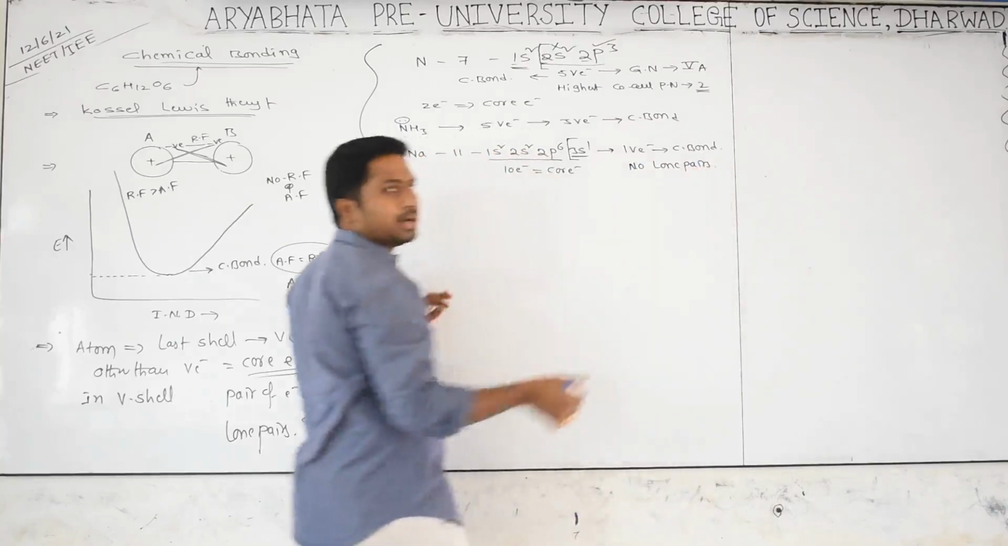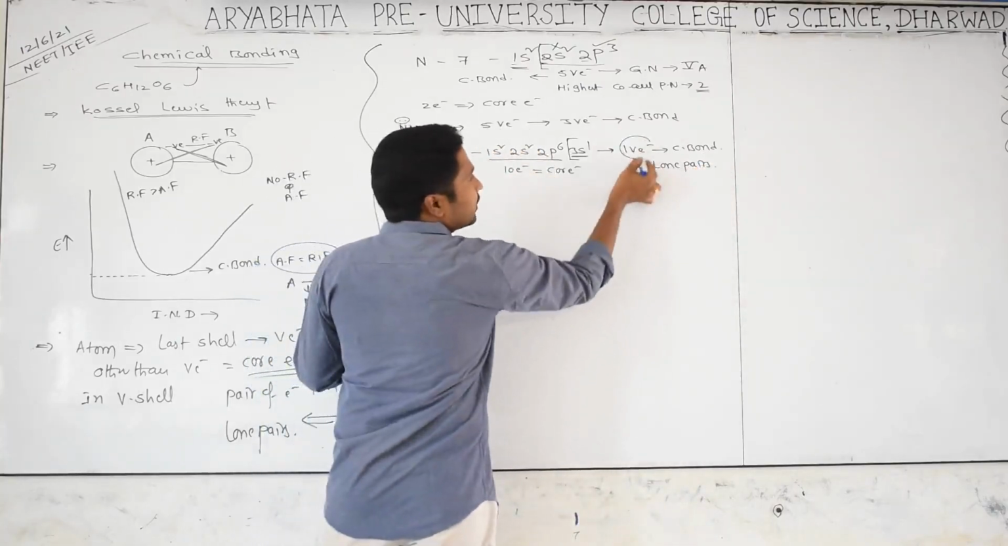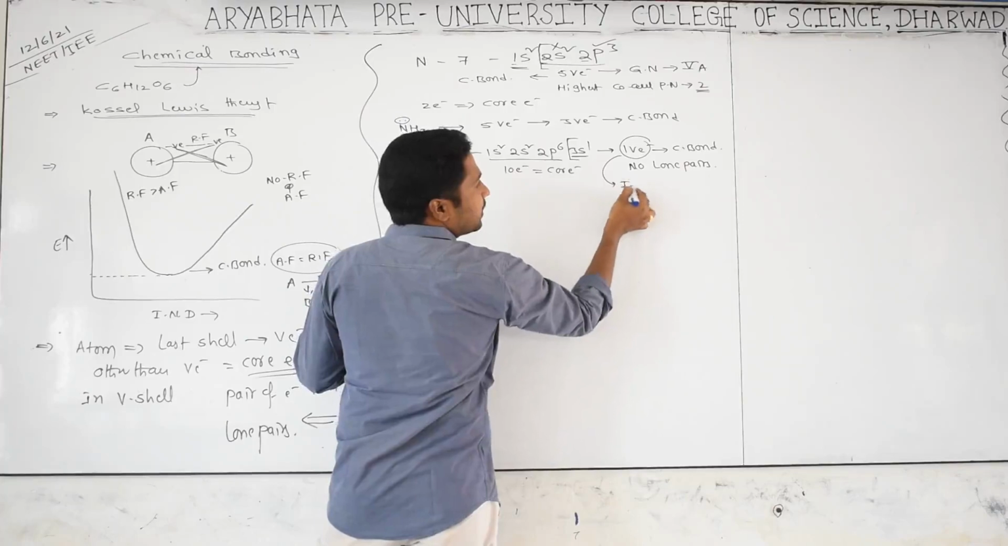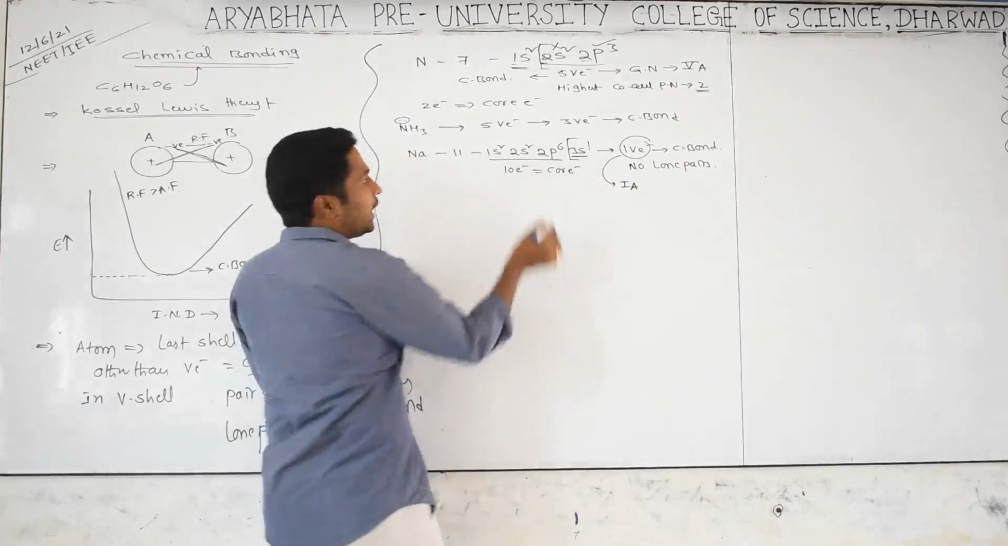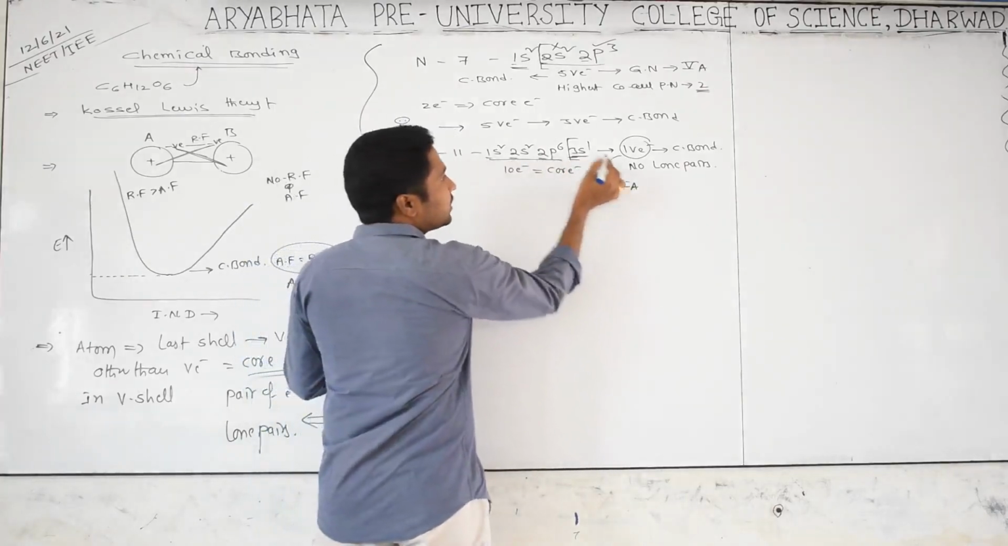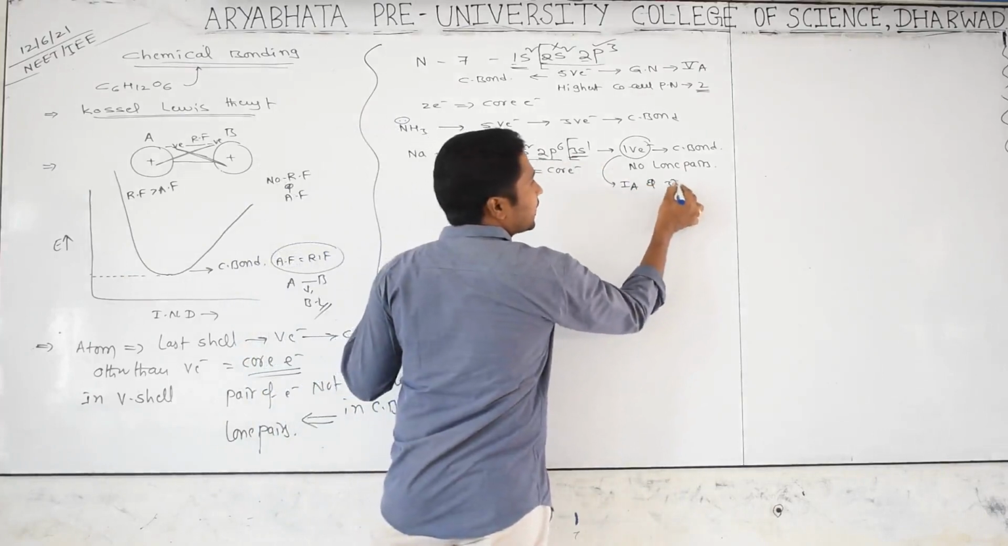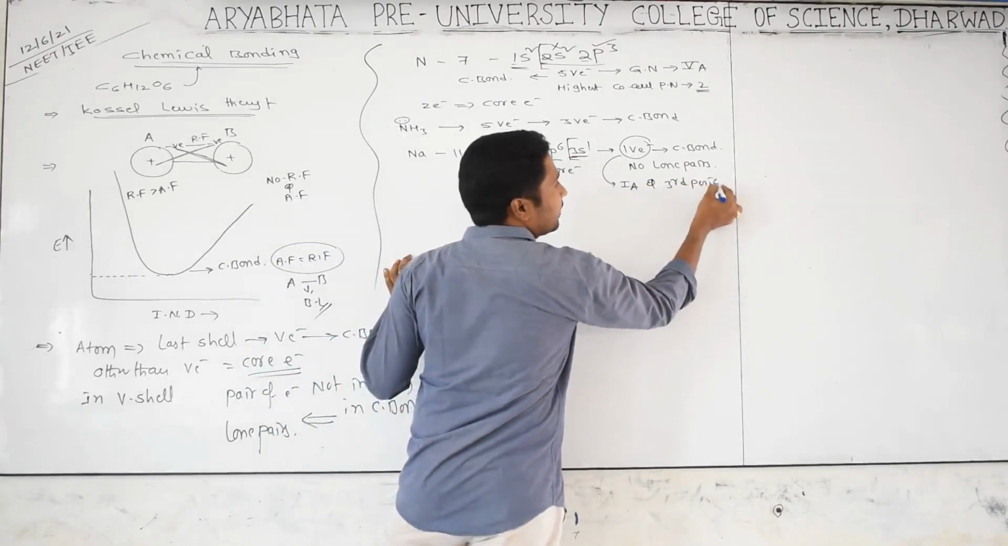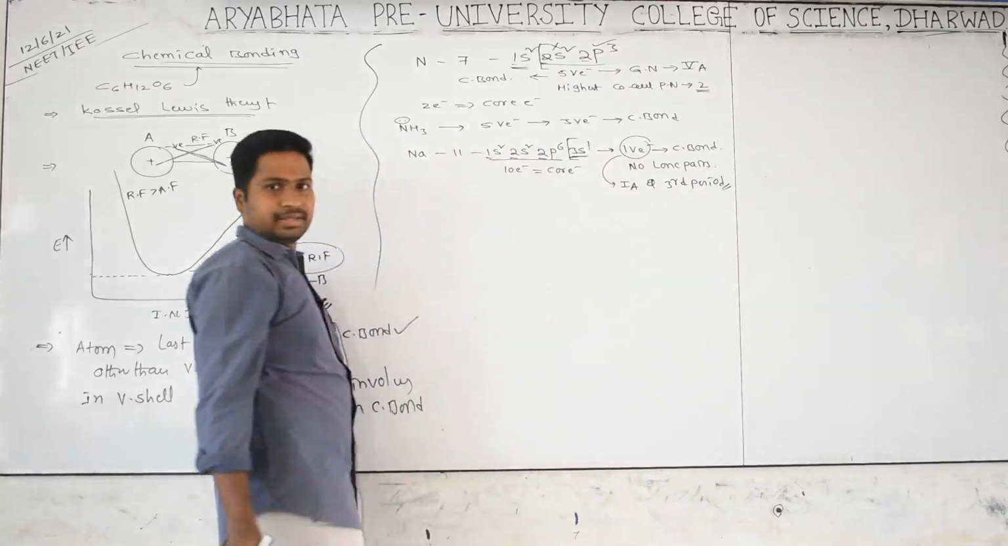And what is the group number and period number? One valence electron is there. That's why it is denoted as a first A group element. And what is the maximum coefficient here? Third. That's why it is called a third period element. Yes, so many points we discussed here.